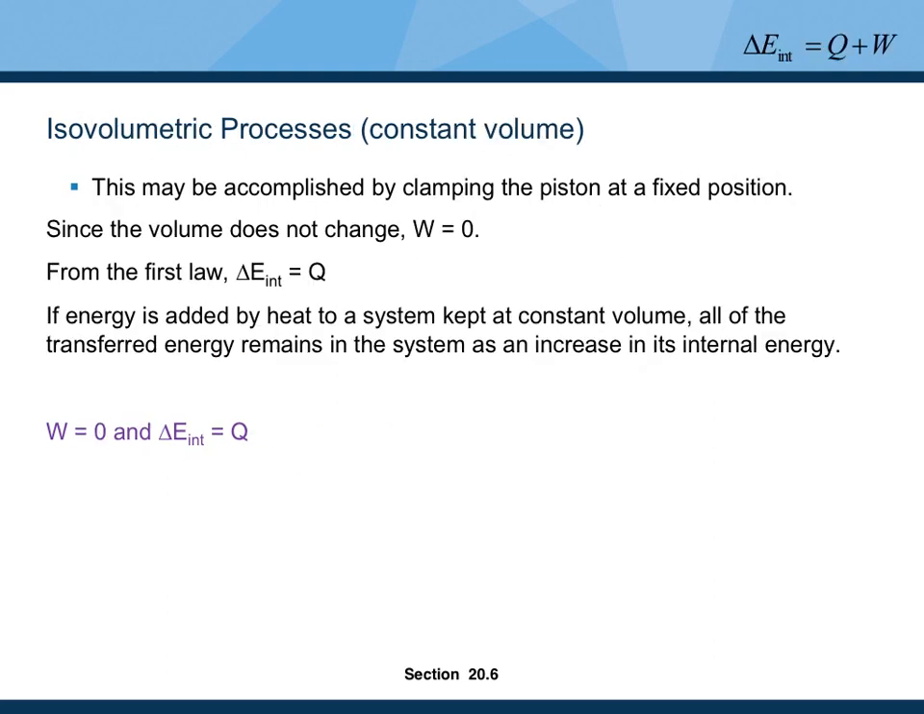The isovolumetric process is the constant volume process. Since the volume does not change, the work done is 0. From the first law, the change in the internal energy equals the energy transfer. It means that if energy is added by heat to a system at constant volume, then all the energy transfer will remain in the system as an increase in the internal energy.